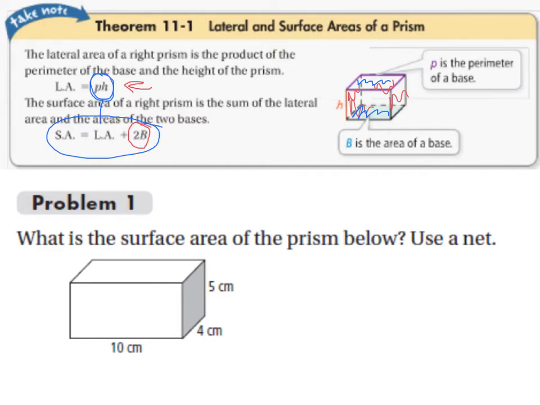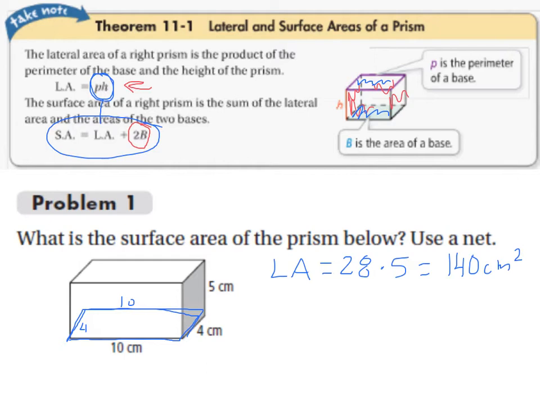So if I look at the shape below, what is the surface area of the prism? Well, first I'm going to look at the lateral area. If I look at this, there would be a rectangle base right here. So first I want to figure out what the lateral area is, and that's going to be my perimeter. So that means this is going to be 4 and this is going to be 10 because opposite sides are congruent. So my perimeter here is going to be 28, and my height here is 5. So that's going to be equal to 140 centimeters squared, because area is always squared.